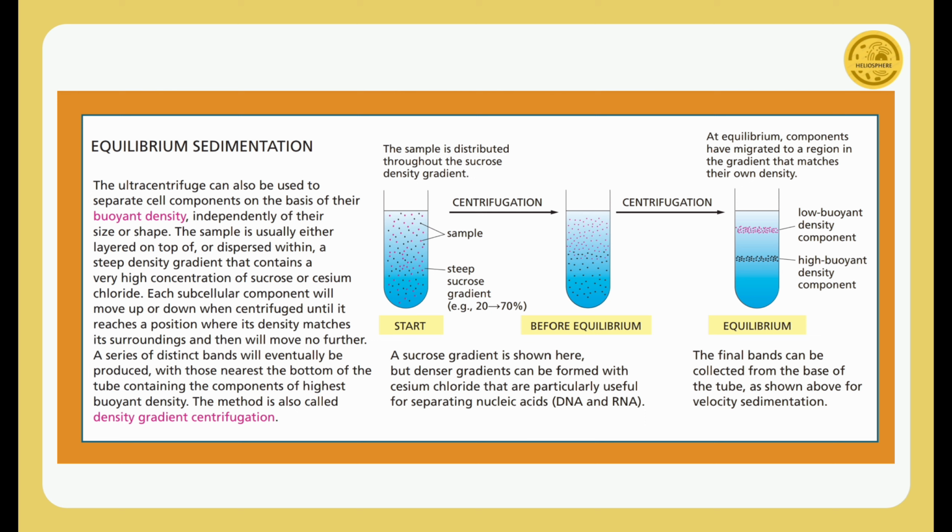Equilibrium sedimentation, also known as density gradient centrifugation, separates components based on their buoyant density. The sample is centrifuged through a steep gradient of sucrose or cesium chloride. Components migrate to the region where their density matches that of the gradient, forming distinct bands that can be collected later.